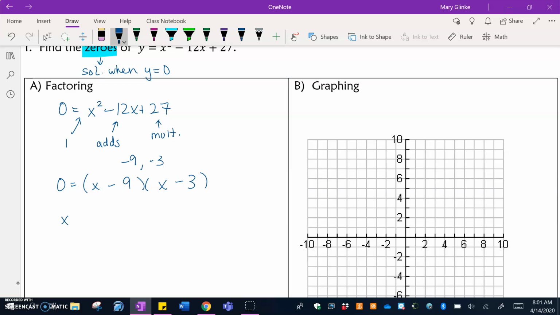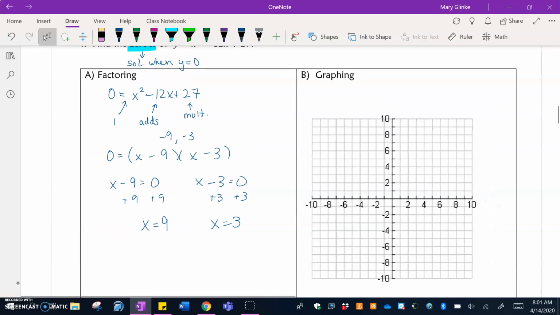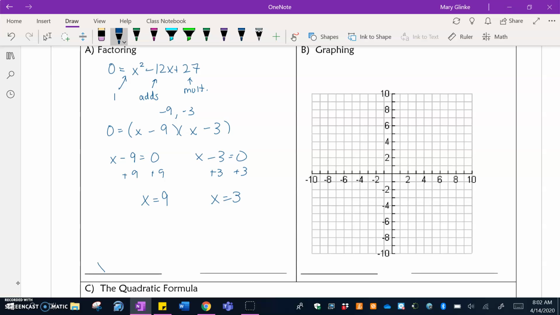Now we are going to set each factor equal to 0. After we set each number pair or factor equal to 0, we're going to solve those equations. And we're going to get x equals 9 and x equals 3. Okay, so I'm going to zoom out just a little bit. So our two solutions here are x equals 9 and x equals 3. So that is how you solve by factoring. Now we're going to move on to graphing.